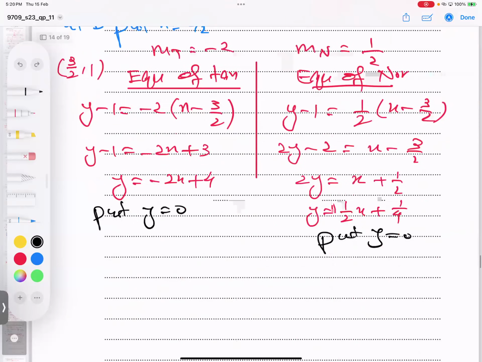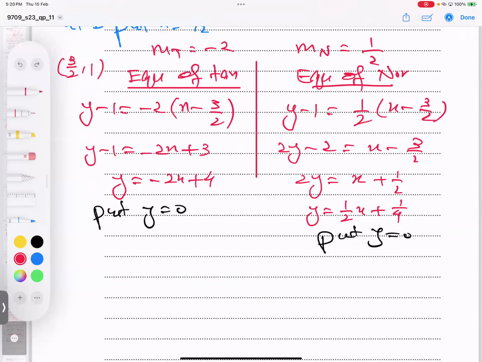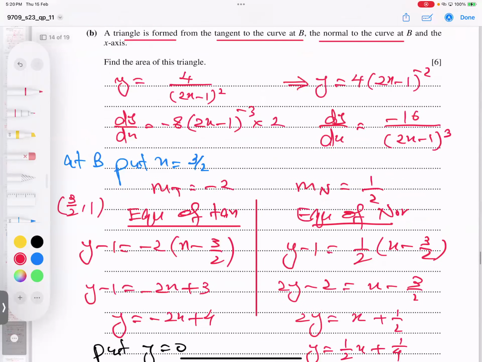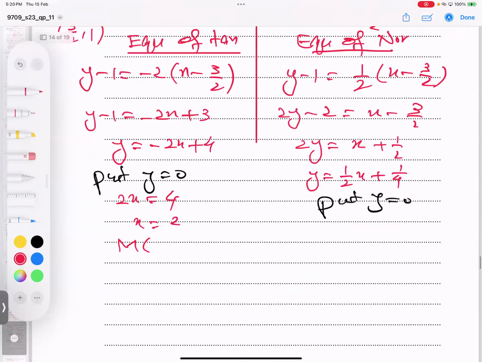So when I plug in y equals 0 here, 2x equals 4, so x becomes 2. So the M coordinate becomes (2, 0). And what about here? Same story: 0 equals half x plus 1/4. So half x equals minus 1/4, multiply by 2, and I get x equals negative half. So the L coordinate becomes (negative half, 0).